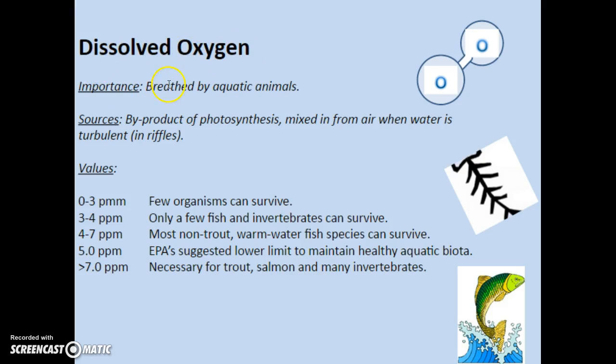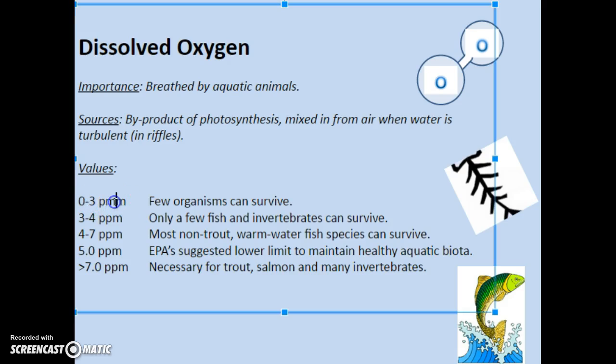Dissolved oxygen. This is what organisms breathe, right? Oxygen. It's just found in the water itself, just like in the atmosphere. And this is a byproduct of photosynthesis, and it also mixes in from the air when water is turbulent. So our riffles help increase or add dissolved oxygen. And we'll find that dissolved oxygen is the single most important value for calculating the health of a body of water.